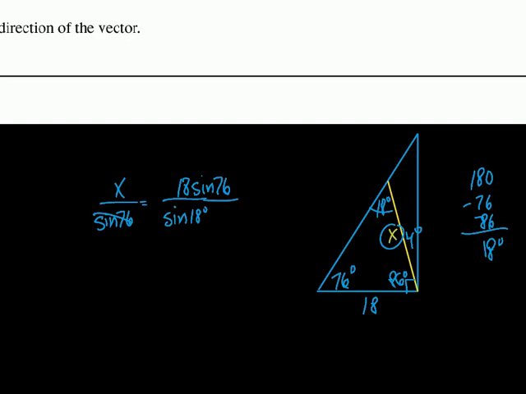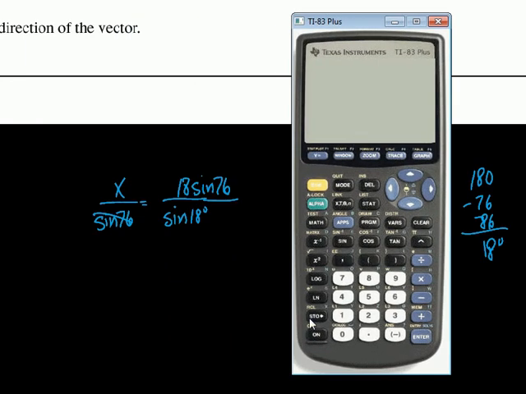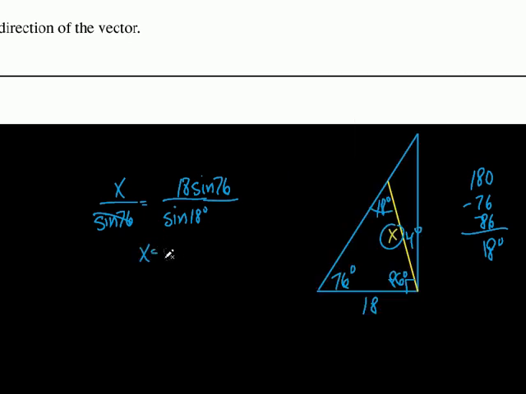Now I'm just going to plug all that into my calculator and see what I get. Okay, so I've got 18 sine of 76, and then divide that whole thing by the sine of 18. And that gives you about 56.5. So x is 56.5, and that's exactly what we're trying to find. We're trying to find the length of that tree that's leaning over, which is that yellow one right there, and it's approximately 56.5.